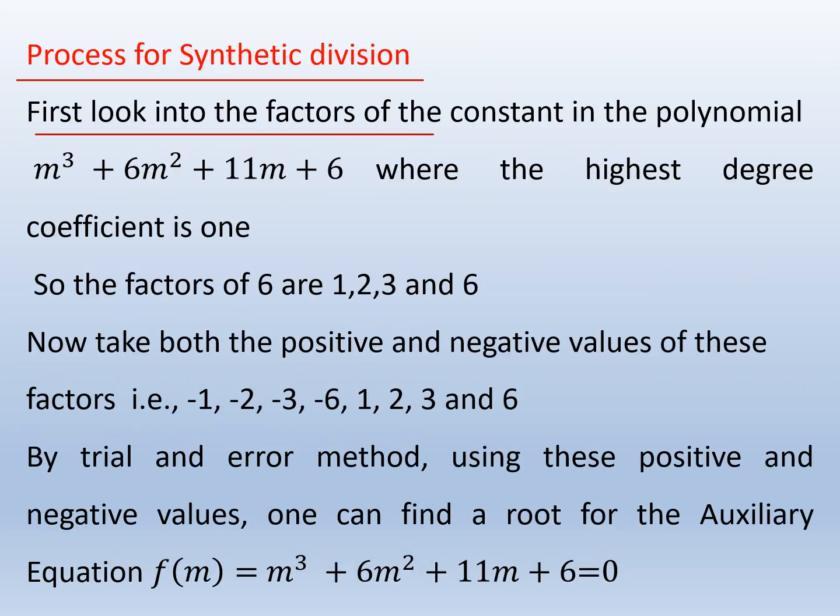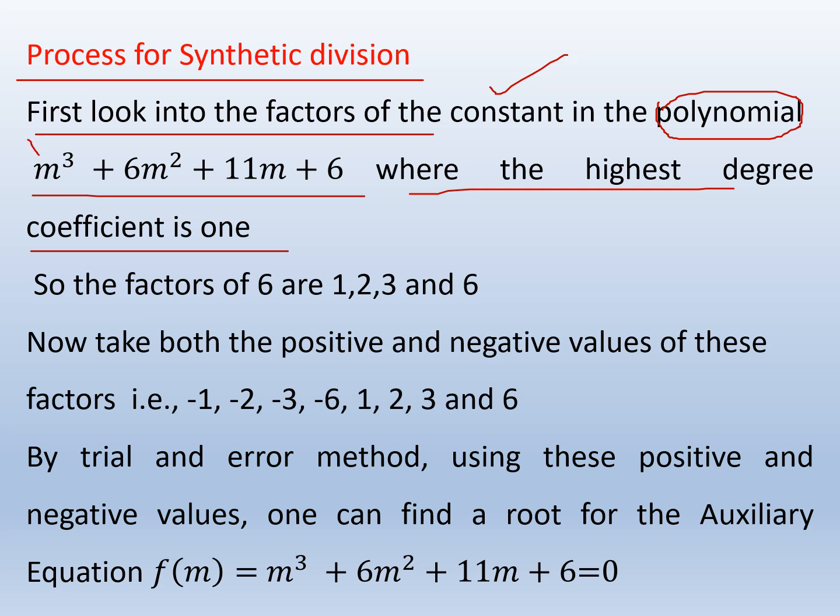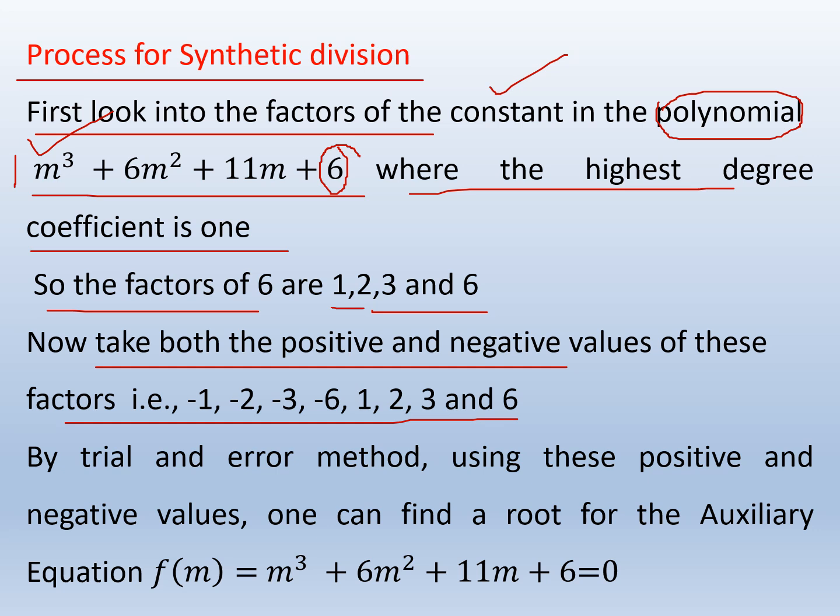For this, first look into the factors of the constant in the polynomial m cube plus 6 times m square plus 11 times m plus 6 where the highest degree coefficient is 1. It means the m cube coefficient is 1. In this polynomial, the constant value is 6. So take the factors of 6 which are 1, 2, 3 and 6. Now take both the positive and negative values of these factors which are minus 1, minus 2, minus 3, minus 6, 1, 2, 3 and 6.